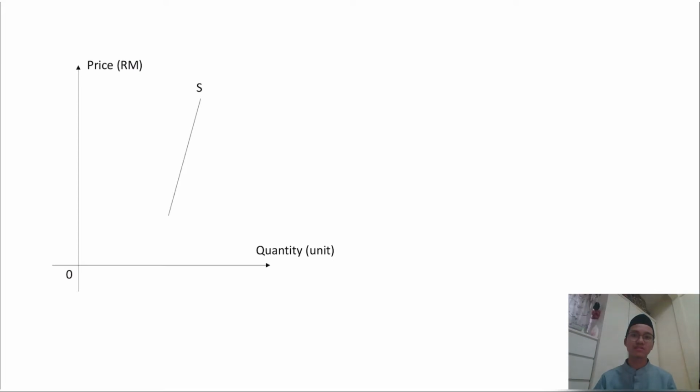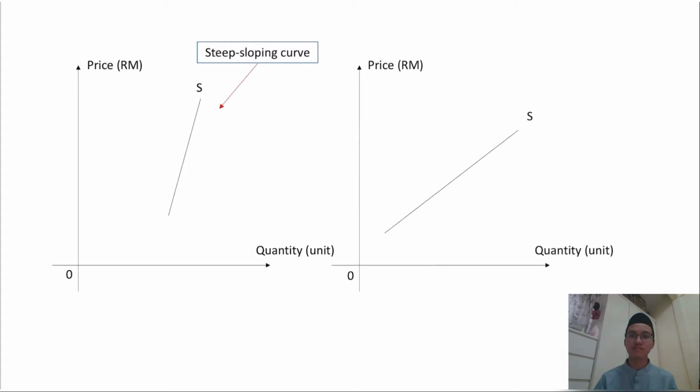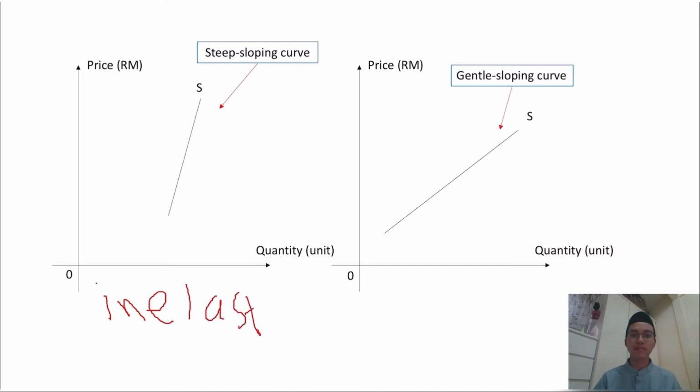However, there is one more curve, and that is this one. This one is called a gentle sloping curve. You can see the differences between these two, right? This is slightly slanted, but this is too much, too slanted. There is another difference between these two. This is for inelastic, but this is for elastic.